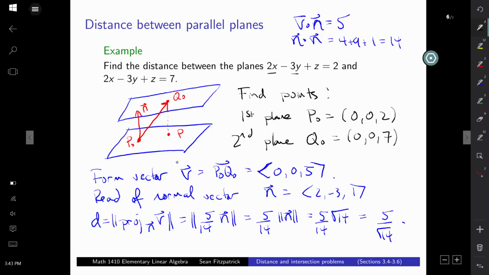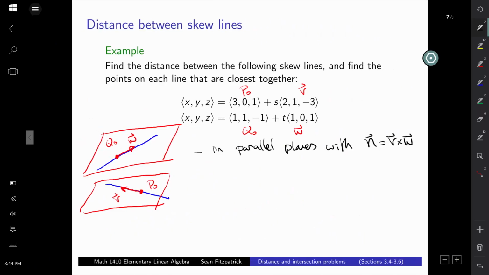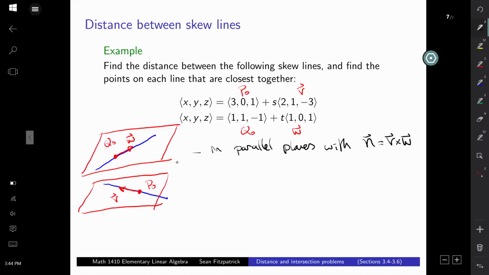We form the vector, so we do Q naught minus P naught, same as here, right? So we would take the vector from here to there. We form that vector, and we find the normal vector. And aside from having to do that cross product to compute the normal vector, we proceed as in the previous example. It's exactly the same as in the previous example. Now, suppose you wanted to find those points that are closest together, finding the closest points. So this becomes the same as the last example, at least as far as finding the distance.